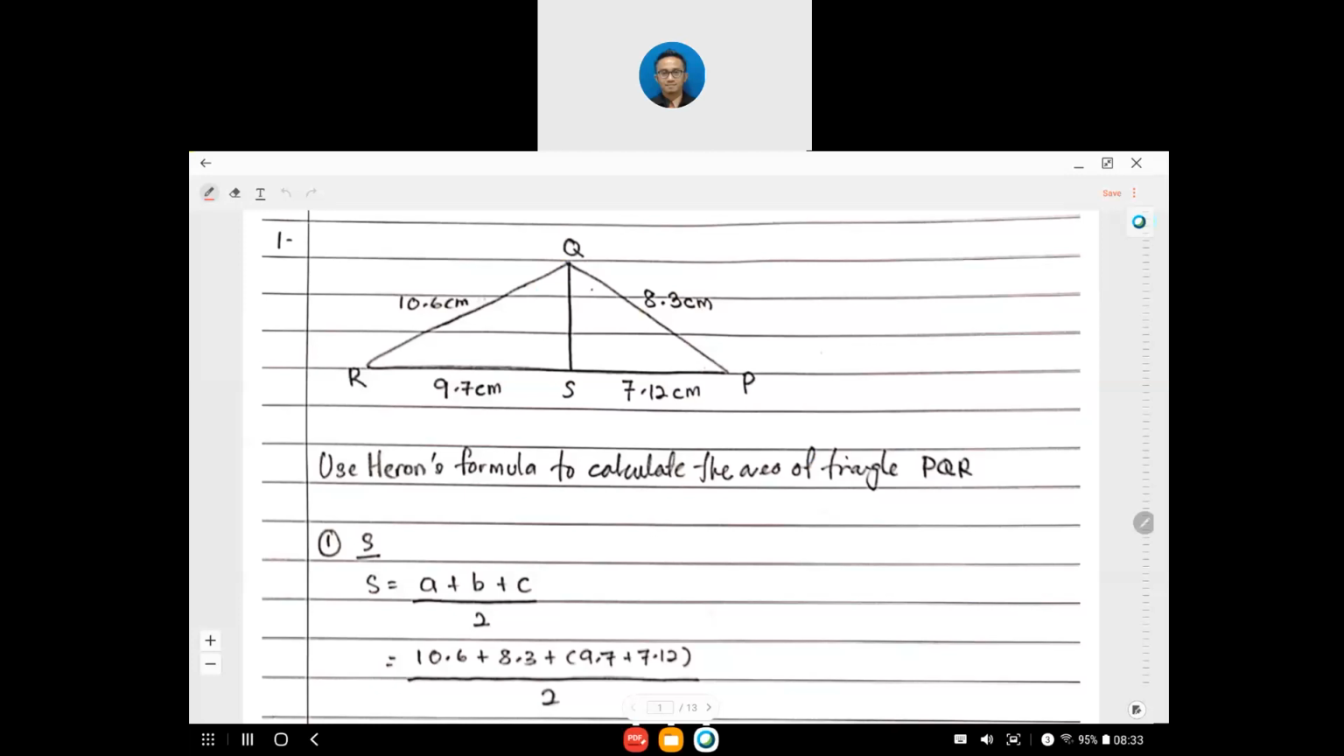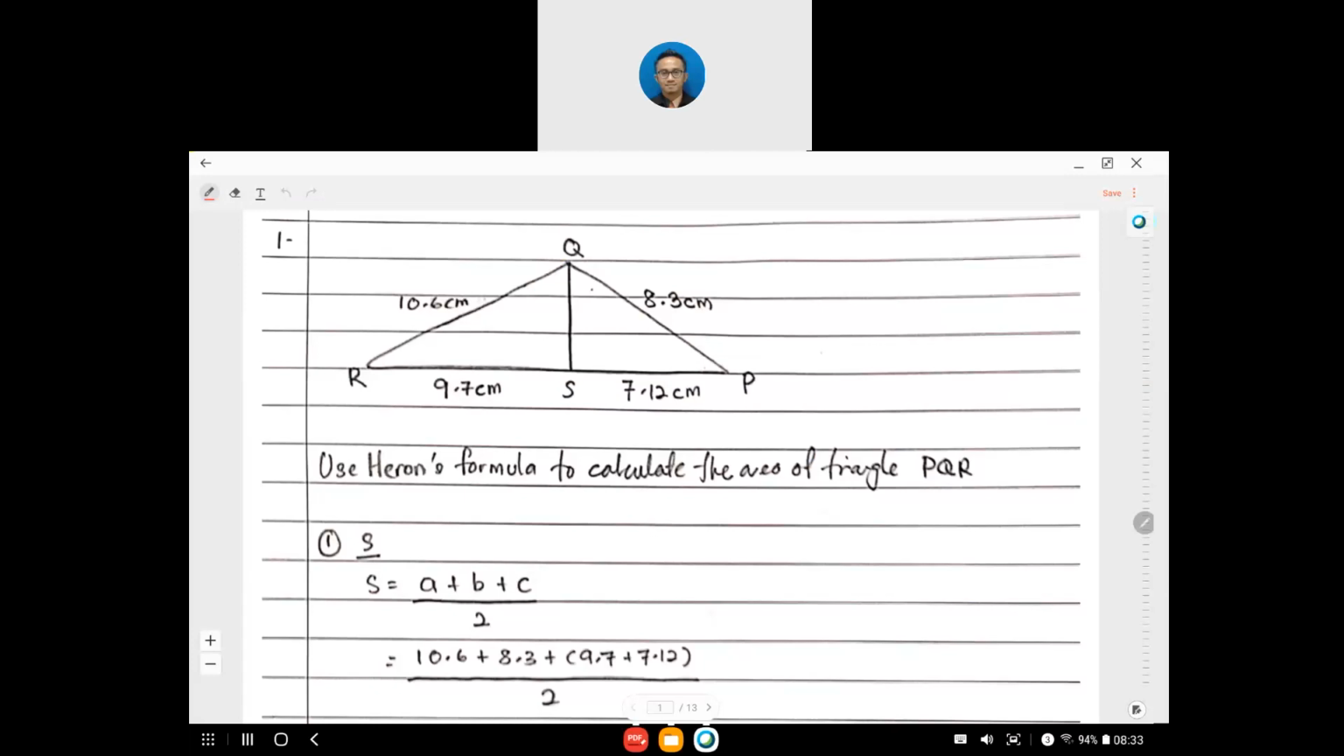So today we continue our tutorial discussion on chapter 3, which is applications of trigonometry. Let's look at the solution for question 1.